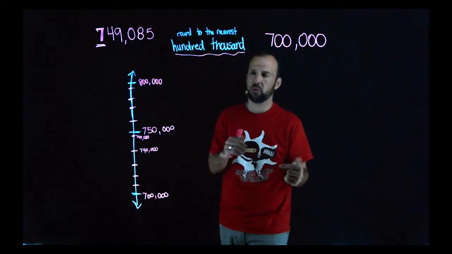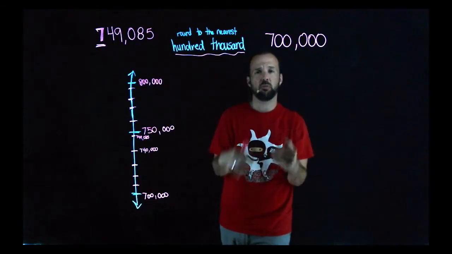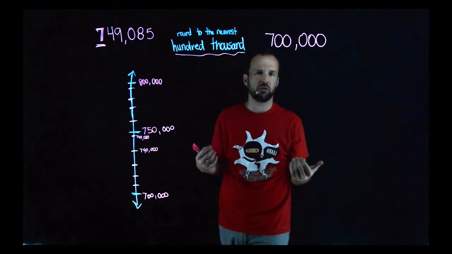So if you can hang in there with me, we're going to do two quick examples of how we can use rounding to help us when we're problem solving to get us good estimates to make sure that we're on the right track.